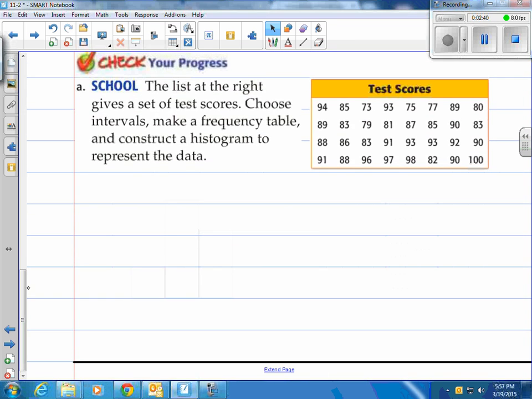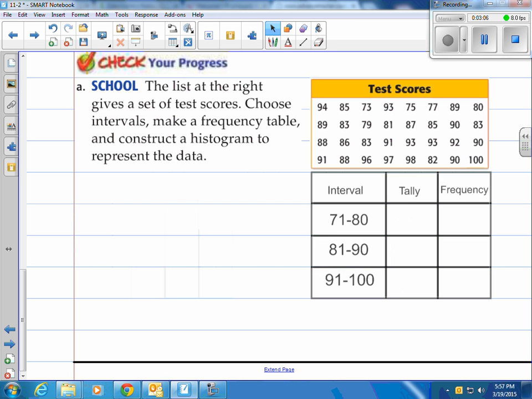All right, let's do this one together. You can watch and listen and see how I put it together. It says the list at the right gives a set of test scores. Choose intervals, make a frequency table, and construct a histogram to represent the data. Well, you see the test scores, and in typical test score fashion, we usually go up by 10. So that's what I'm going to do here. And I see it starts in the 70s, ends with 100 here. I see one person got 100, and there's about 32. Yeah, there's 32 pieces of data.